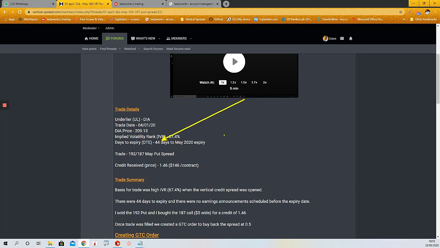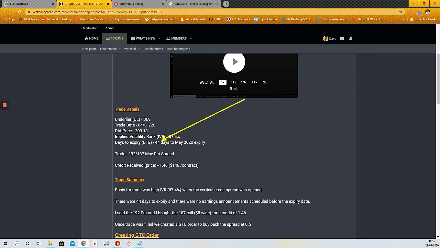There were 44 days until the May options expired when I put on the trade, and that falls within my criteria for time to expiry. I normally put on my trades between 30 to 45 days until expiry. That's when the theta decay is at the highest, and from 30 days downwards the theta decay accelerates, and I don't want to be selling there because most of the theta decay would have happened.